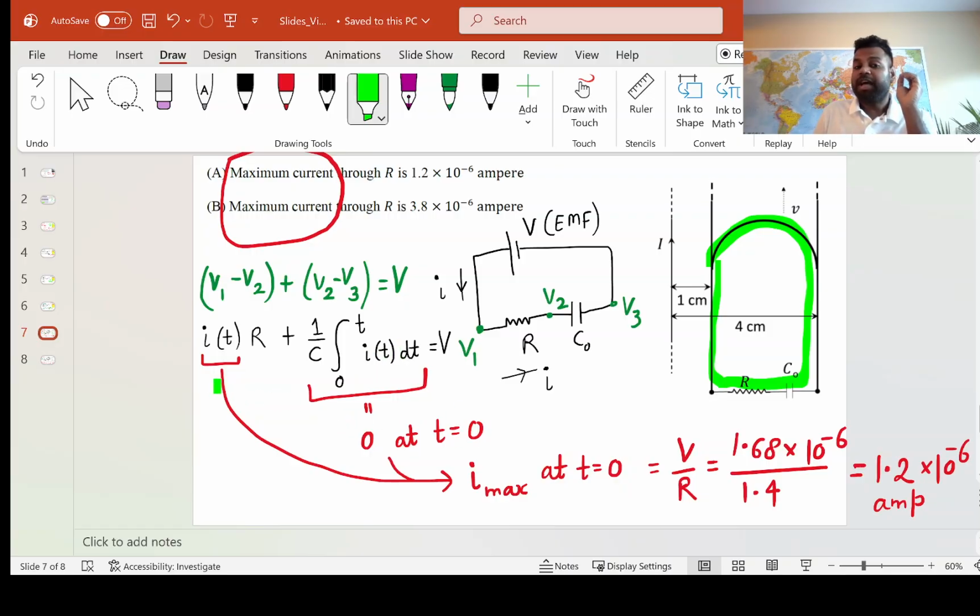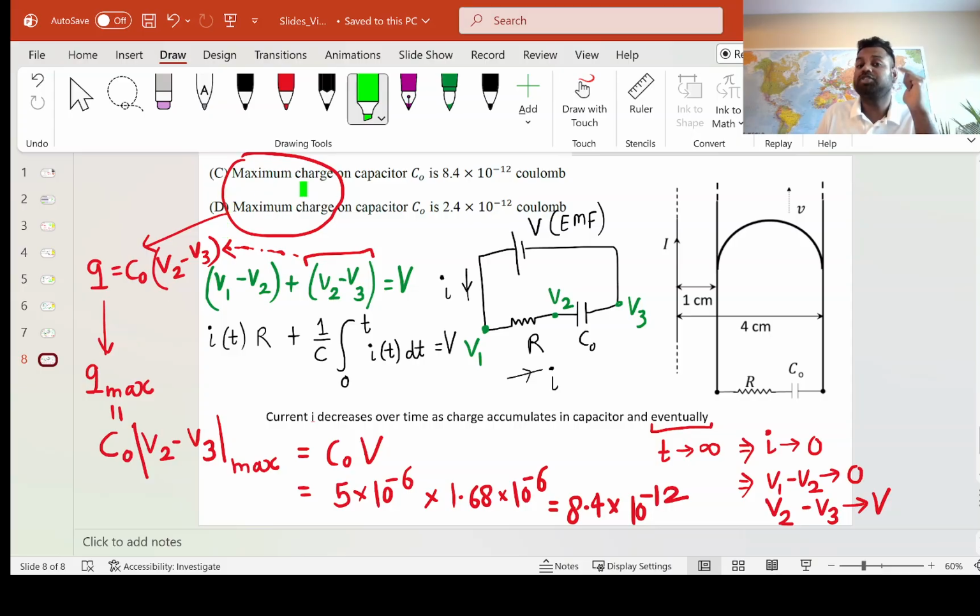Maximum current: at time 0 there will be maximum current, and the capacitor term will be 0, because the integral from 0 to 0 is 0. So at time 0 this will be 0, and you have I into R equal to V. R is constant, so maximum current will be V by R, and that will be 1.2 microampere. So A is correct and B is incorrect.